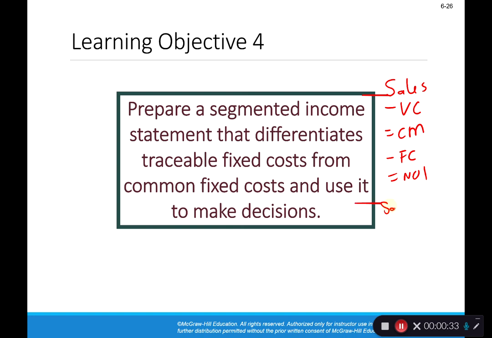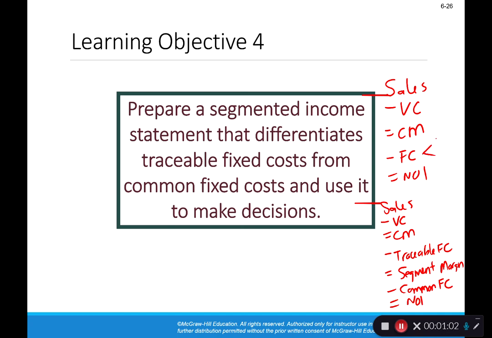So the only new thing we really need to learn is sales minus variable cost still equals CM, but then we're going to take out what are called traceable fixed costs. Those are fixed costs that are directly traceable to a division to arrive at segment margin. Then we take out our common fixed costs, the ones that can't be traced, to arrive at NOI. So all we're doing is breaking up these fixed costs in the traditional contribution margin income statement into two categories, traceable and common. That's all. Nothing more beyond that.